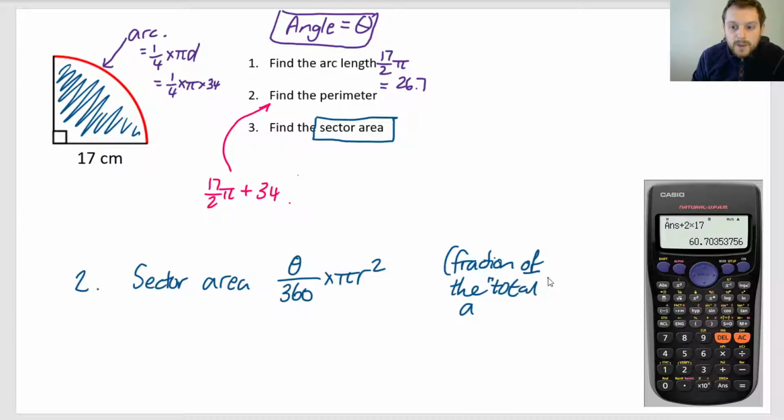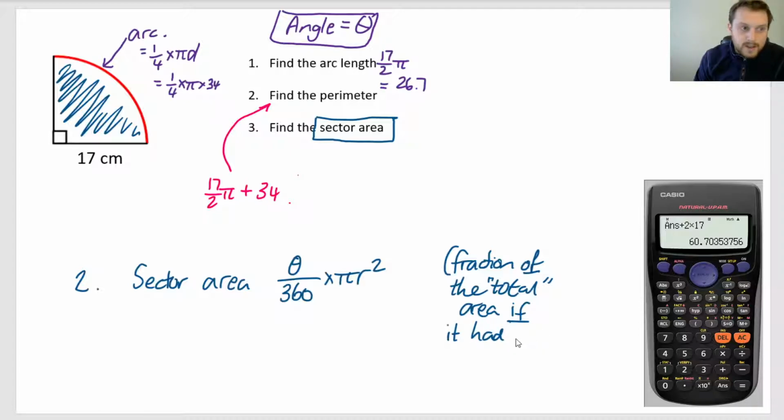And I'll put the total area in speech marks because it's like, what would it have been if it had been a full circle? What would the area have been? Well, it would have been pi times 17 squared. And there you go, there's your answer. However, this is a quarter of that, isn't it? Or rather, we could maybe better at this point start thinking it was 90 out of 360 of that. So it's a fraction of the total area if it had been a full circle.